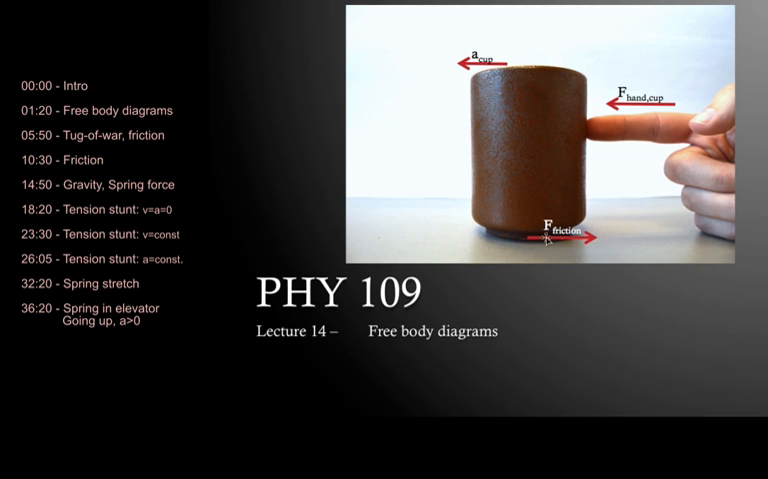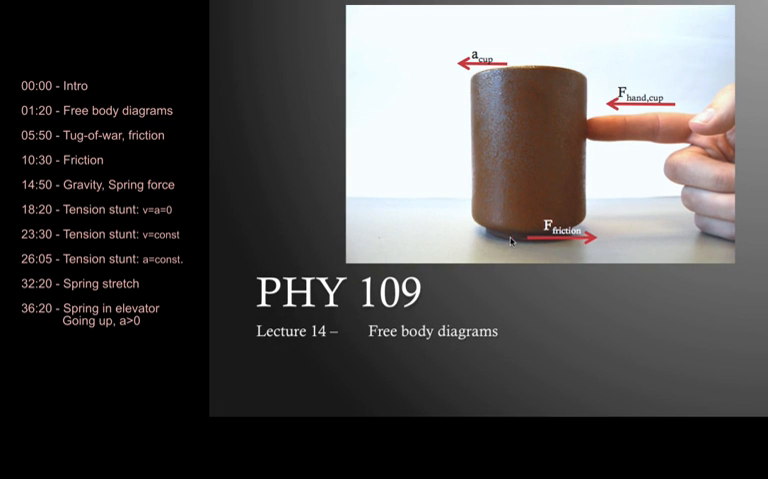The way that we figure out which direction friction is, we need to know which direction the object wants to move. If I'm not pushing on the cup, there's no friction force, there's no acceleration, the cup is just sitting here. In that case, we just have gravitational force pulling down and normal force of the table exerting back up onto the cup.